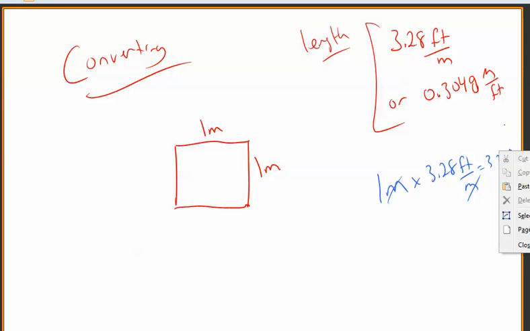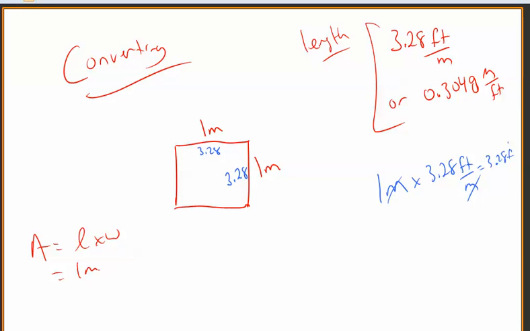Okay, so I'm going to do this question two different ways. I'm going to find the area of this square, 3.28, and this one's 3.28. If I want to do it just within meters, I'm going to say the area is equal to length times width, which is 1 meter times 1 meter, which would be 1 meter squared. Important to use your units when you're multiplying. Meters times meters is meters squared.